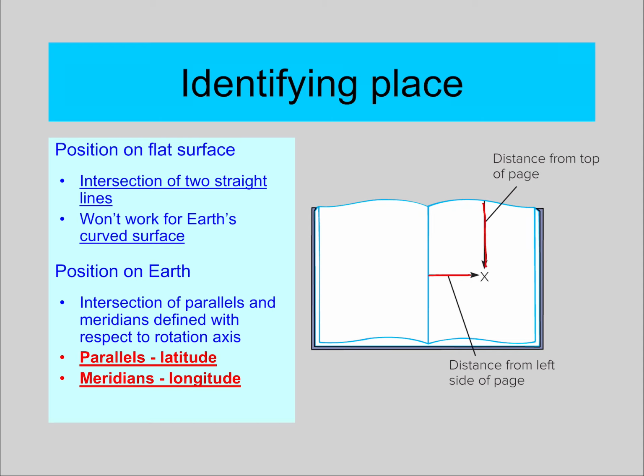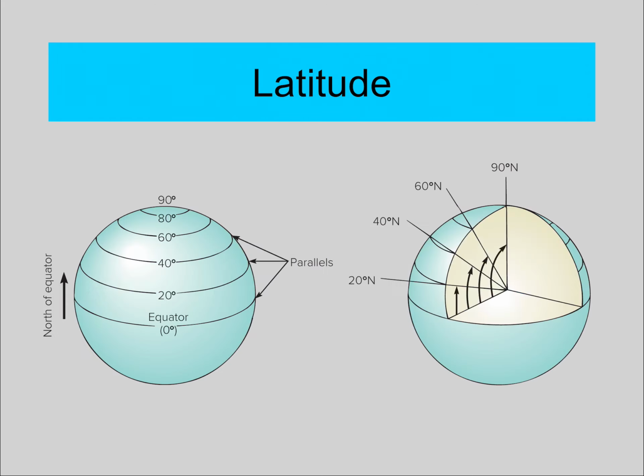on Earth. So what we're going to have is a set of unique types of lines that are going to be the intersection of parallels and meridians with respect to the rotation axes. The parallels are going to be our latitude lines, and the meridians are going to be our longitudinal lines. So the latitudinal lines work as far as this is concerned.